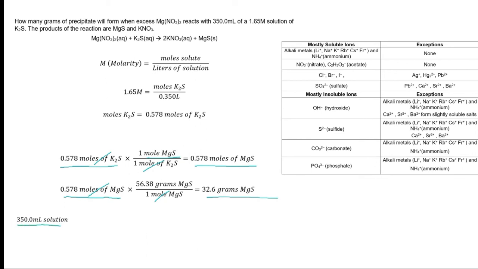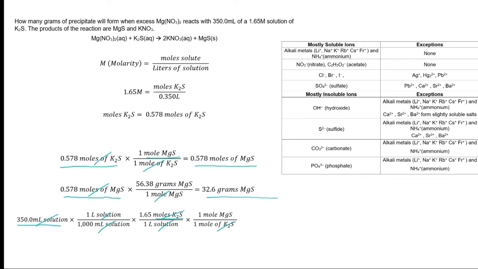Starting with my 350 milliliters of solution, I first convert from milliliters to liters. Then I'm going to use my concentration as a conversion factor. Notice my liters of solution cancel and I'm left with moles of potassium sulfide. To convert to moles of magnesium sulfide, here's my mole ratio. Always love it when it's 1:1. My units cancel. Now I have moles of magnesium sulfide.